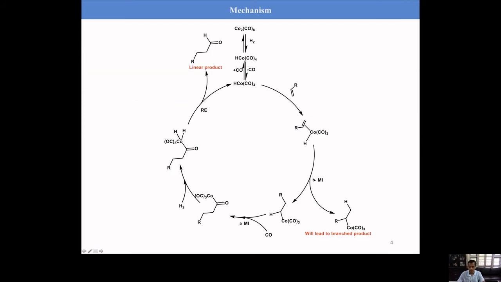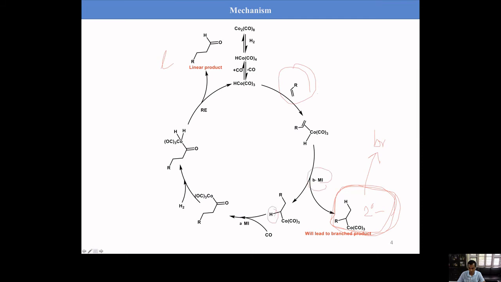Anyway, moving on. So the secondary alkyl pattern, as I was discussing, will lead to the branch product formation. This is leading to the branch product formation, and this is leading to the linear product formation. The mechanism, as I said, you can understand that it's very simple: olefin coordination, beta migratory insertion.